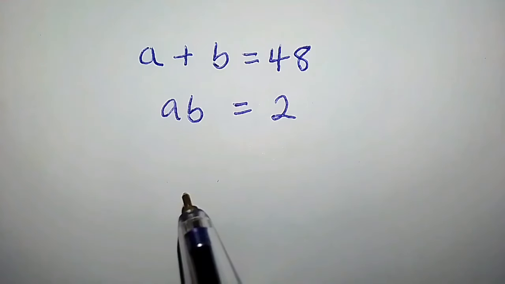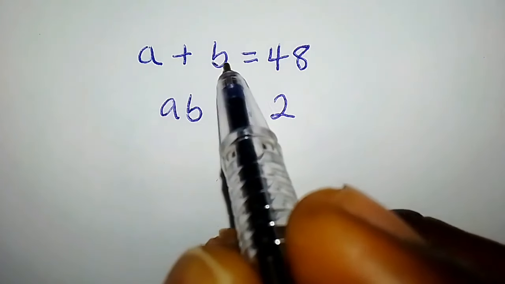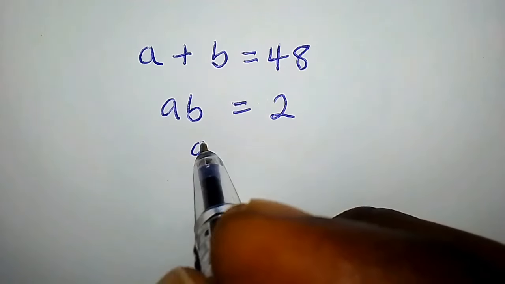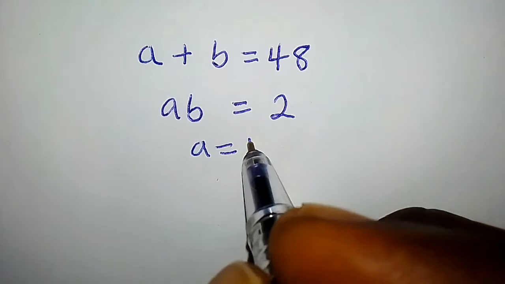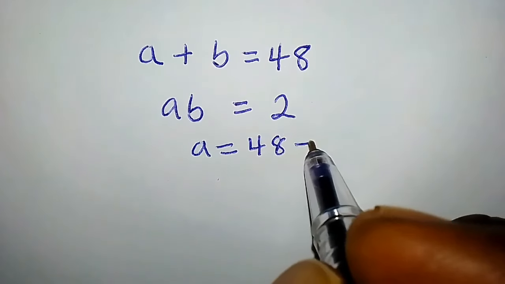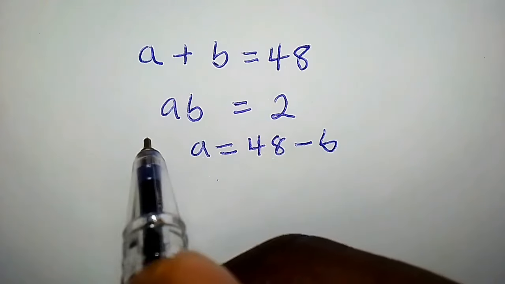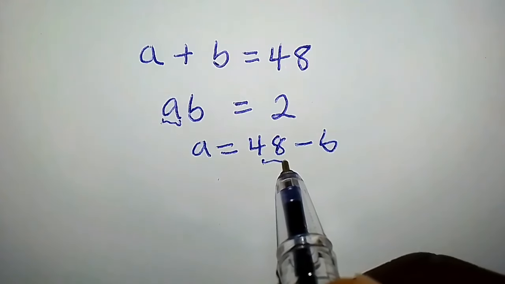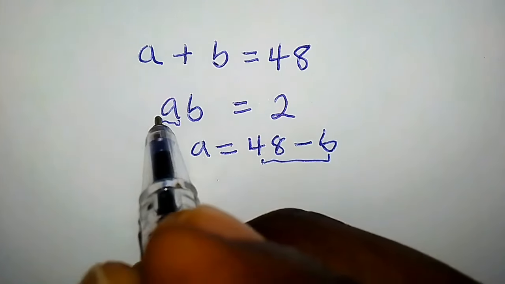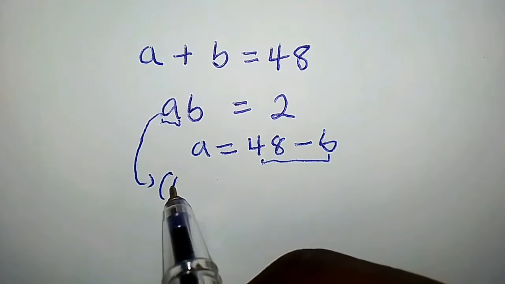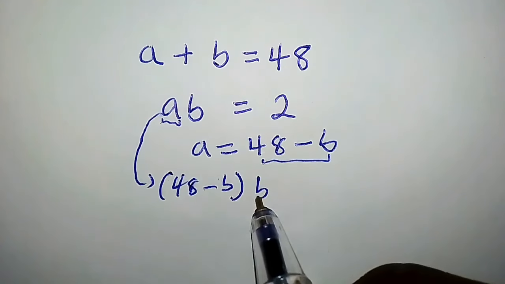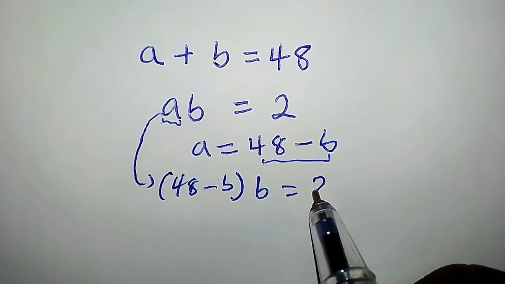How do we find A and B? From this line, let us make A the subject of the formula. So we have A equal to 48 minus B. Now, let us replace this particular A with 48 minus B. So from this line, we have 48 minus B times B equal to 2.